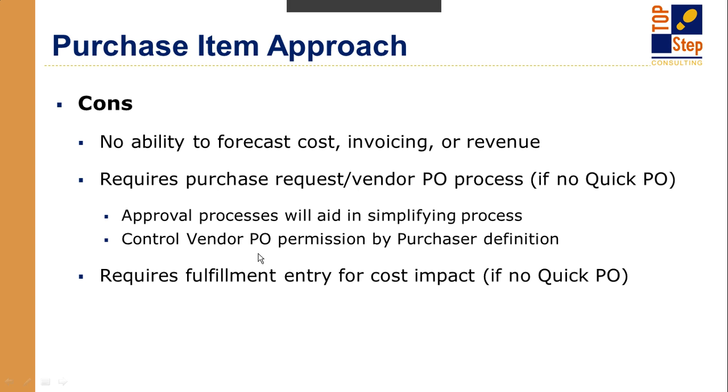Go through these. Control vendor PO permissions by purchaser definition. So this is basically a user role. You would create a user that could be a purchaser, and you'd be able to identify the permissions for those POs based on that role. If you're not using quick POs, then you have to have a fulfillment entry to show any kind of impact in terms of cost. So you have to go through the fulfillment process unless you're using these quick POs. And so timing may become an issue at that point. Sometimes you want to display the cost before it's actually completed through the fulfillment process.